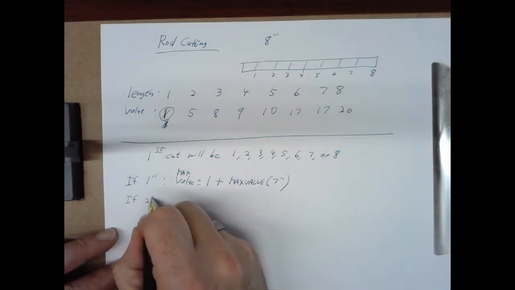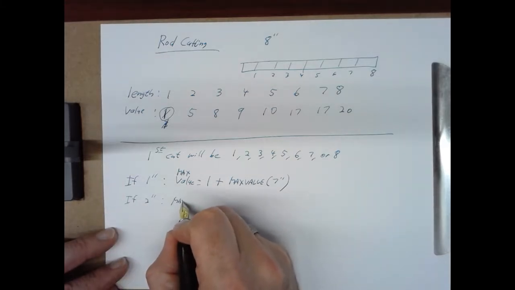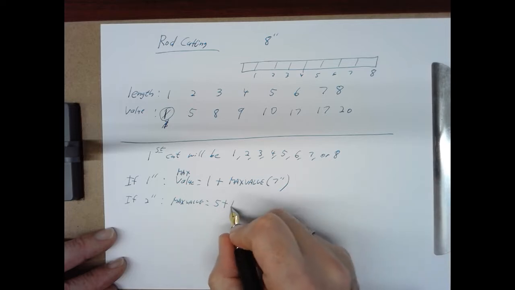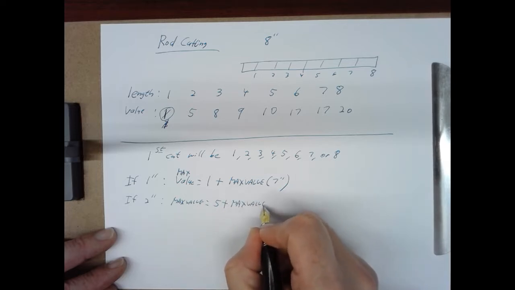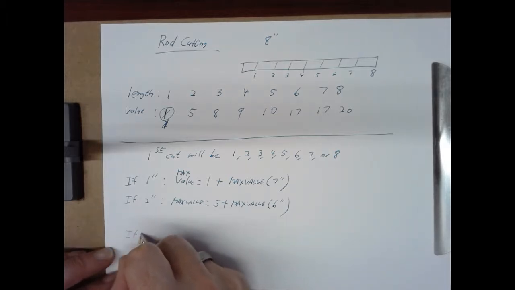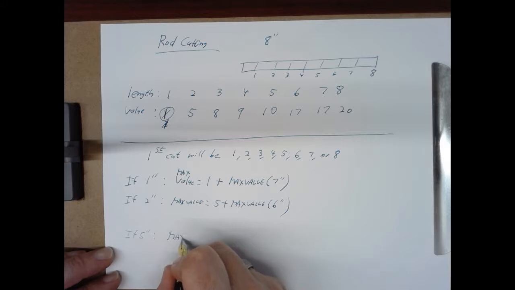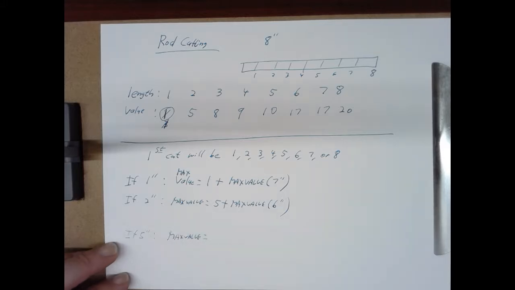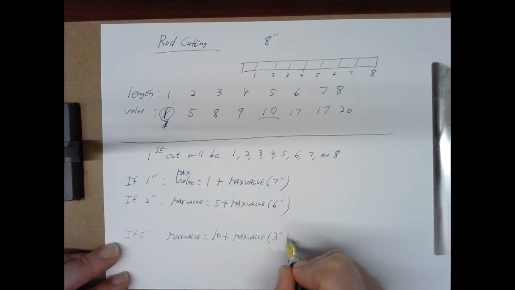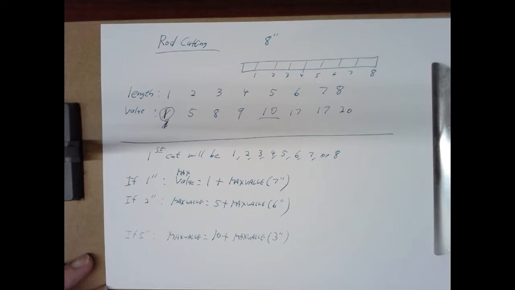If you make a cut at the 2-inch mark, your max value is the value of that 2-inch piece, 5, plus whatever you can get from the remaining 6 inches of material. If your first cut is 5 inches, the maximum value you can get out is the value of that 5-inch piece, that's $10, plus whatever you can get out of the remaining 3 inches of material. All right, this is assuming once we cut our 5-inch piece, we're not going to cut that piece further.